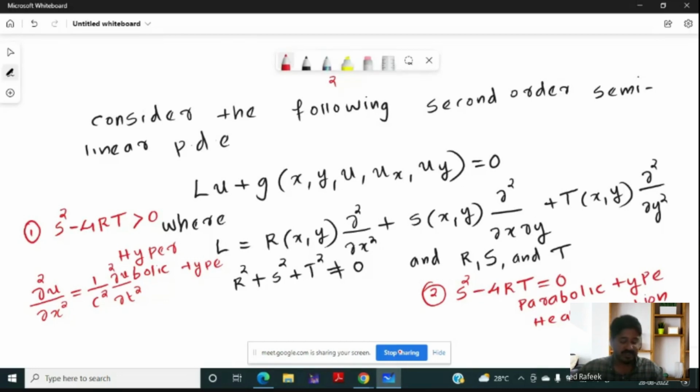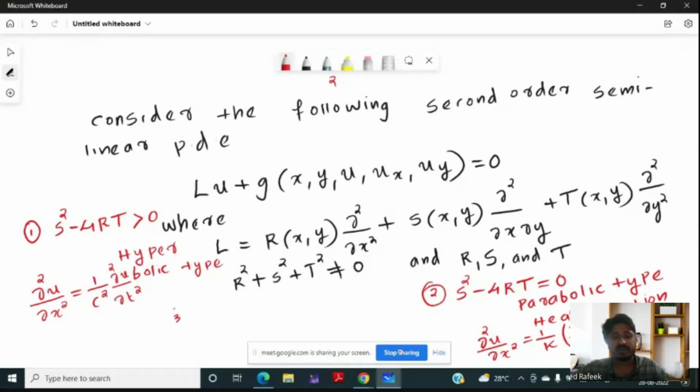And the heat equation is ∂²u/∂x² = (1/k) ∂u/∂t. You can check it. It is following S² − 4RT = 0.